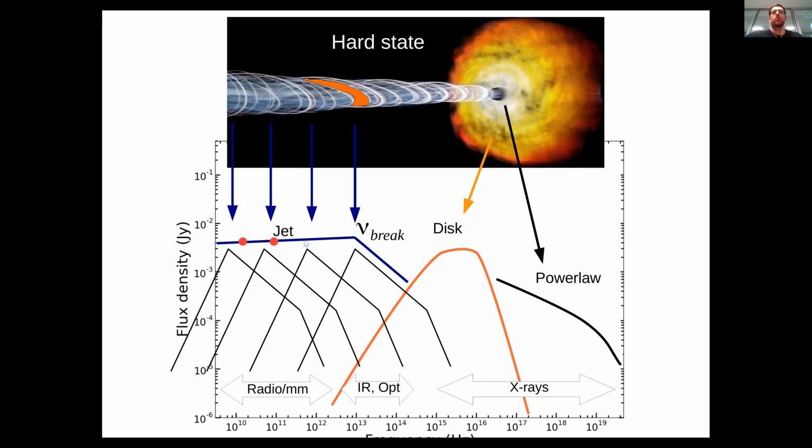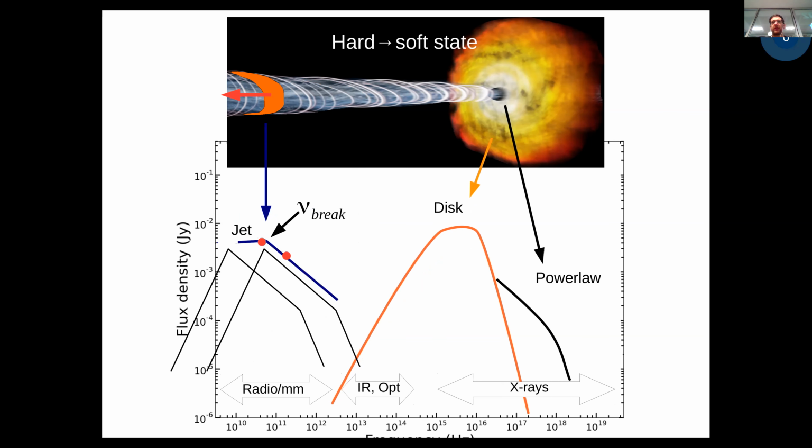And then this flat spectrum extends up into the infrared band before it breaks, and the location of this jet break indicates that most compact region in the jet where particles are first accelerated. We also show the disk emission and the power law emission there.